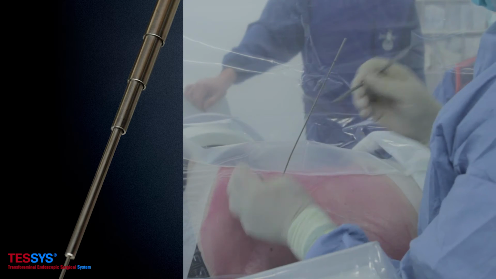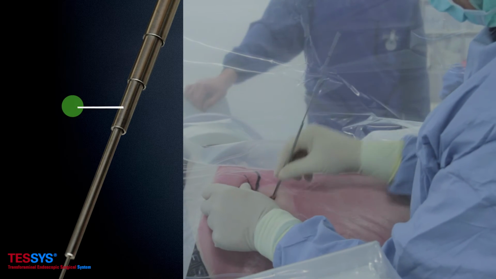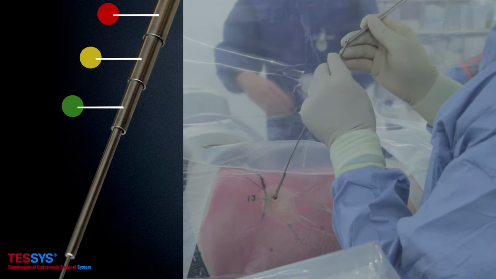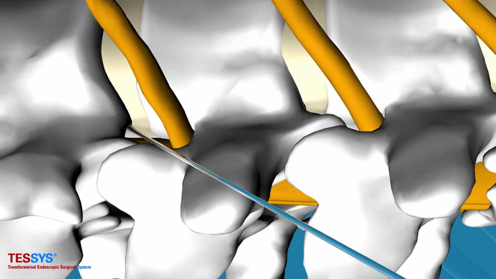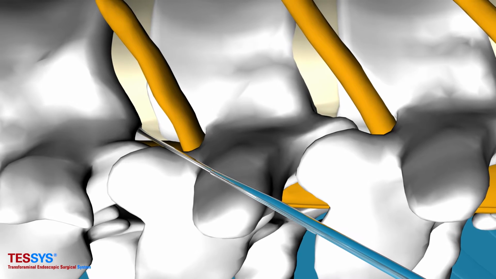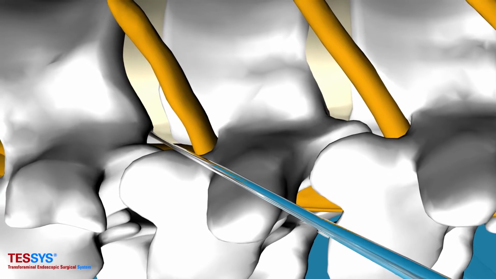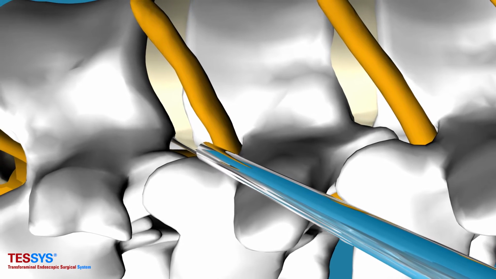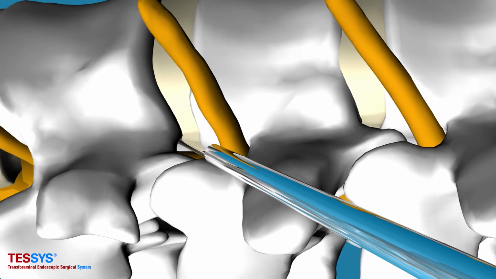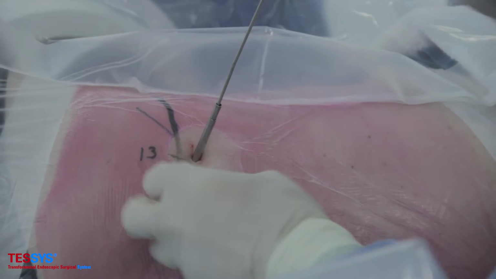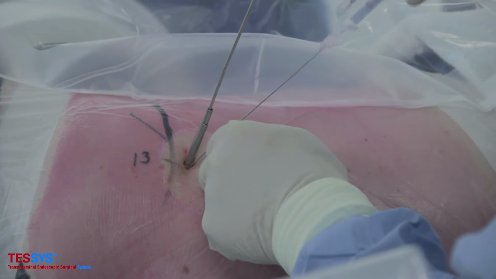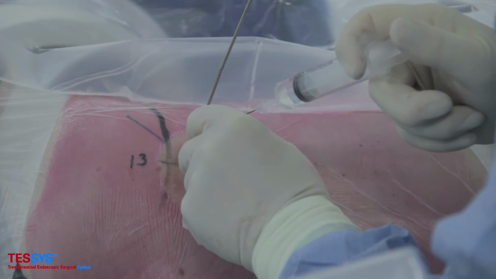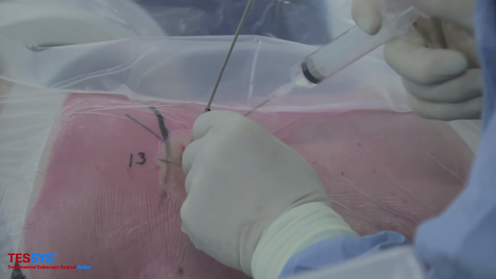After that, we dilate the soft tissues with the green, yellow and red conical tube until we feel the bone of the superior articular process. The surgeon might feel some resistance of the iliac crest and that might be painful for the patient. Therefore, we inject the periosteum of the iliac crest with a local anesthetic in most L4-L5 cases, and for sure in L5-S1 cases.